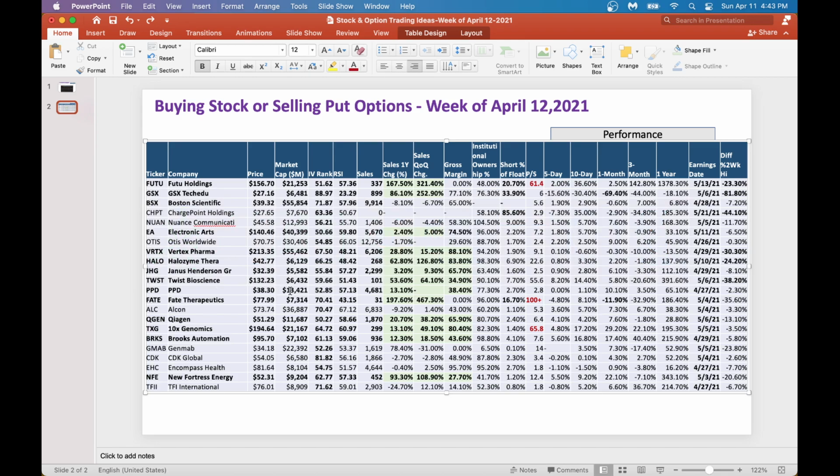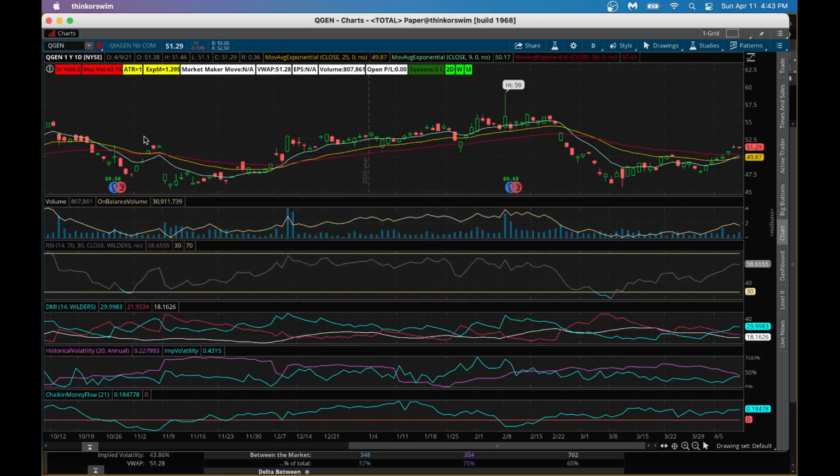PPD, that's a good company. PPD is just off 2% from 52-week high. That may not be good enough. We can be a contrarian here and look at ChargePoint. Even though there is no sales growth, given the ChargePoint stock has fallen off badly, we could look at ChargePoint. Let's go to ChargePoint.